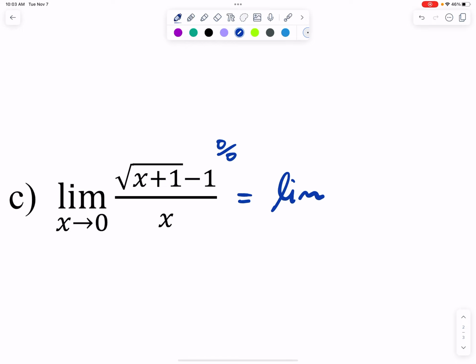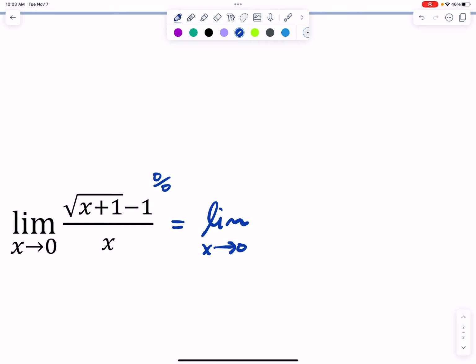So we can think about taking the limit as x approaches 0. And then thinking about the derivative of the numerator, I have to think chain rule for finding the derivative of the square root of x plus 1. It might be helpful for you to even think about rewriting that as the quantity x plus 1 to the 1/2 power. So thinking chain rule.